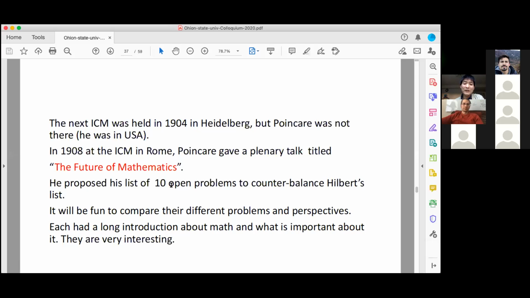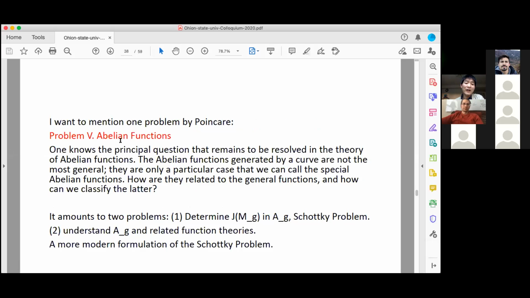Why do I mention this? Because number 5 on Poincaré's list is this. He said, one knows the principal question that remains to be resolved in the theory of abelian functions. The abelian functions which come from algebraic curves are not the most general. They are only a particular case that we call the special abelian varieties. These come from Riemann surfaces, as I mentioned. How are they related to the general one? And how can we classify the latter one?